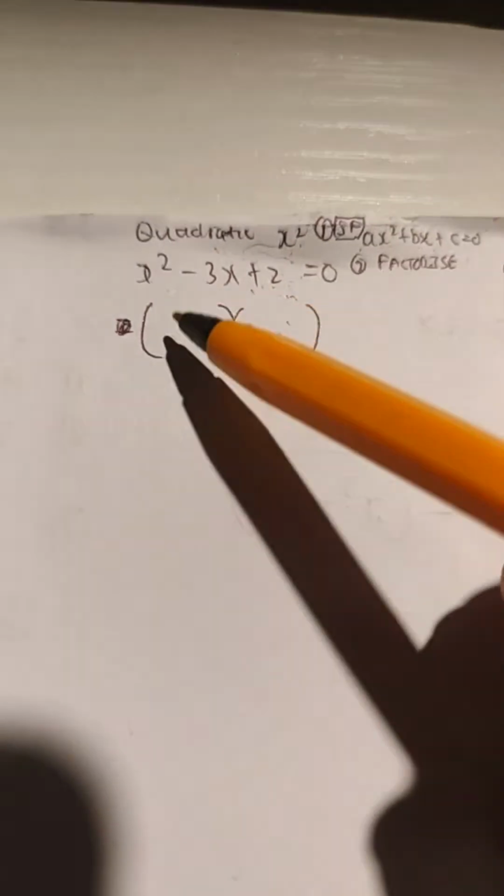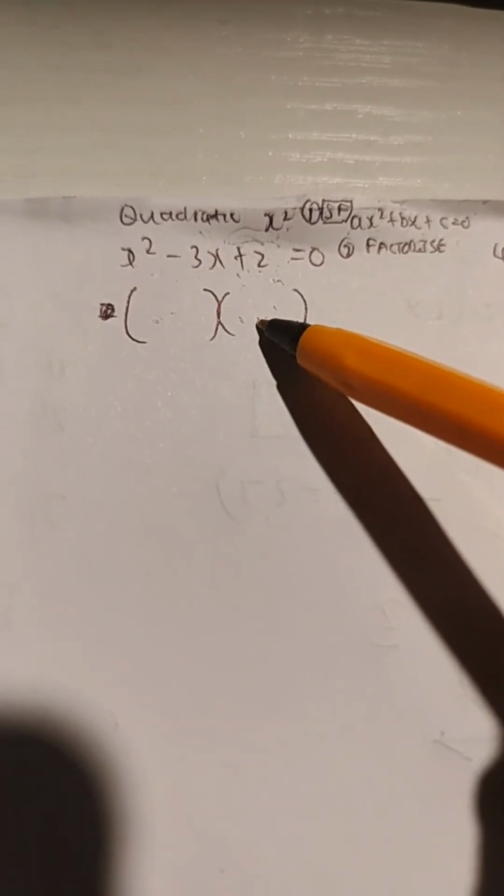And I personally would say this positive 2 means you are going to have the same signs inside your bracket. I repeat, if you have a positive sign here, it means same signs. Same signs according to what? According to the sign of the middle term. So I know that I'm going to have the same signs and they are both going to be negative.